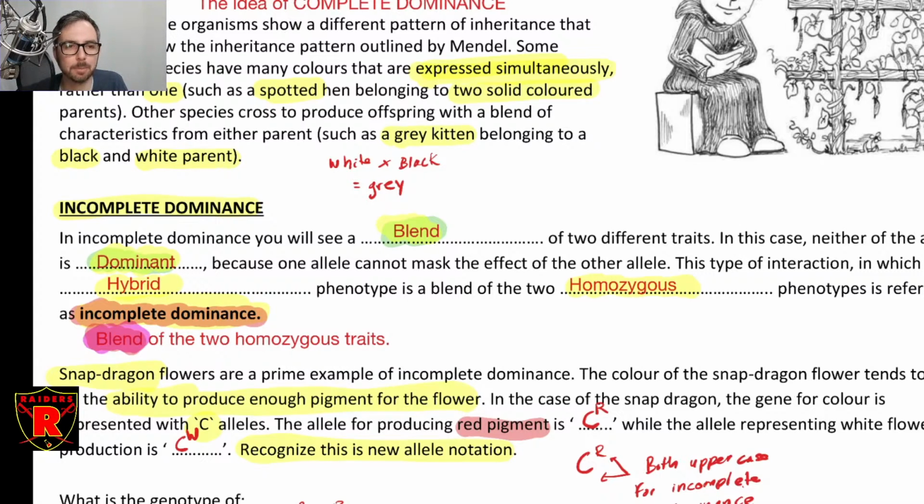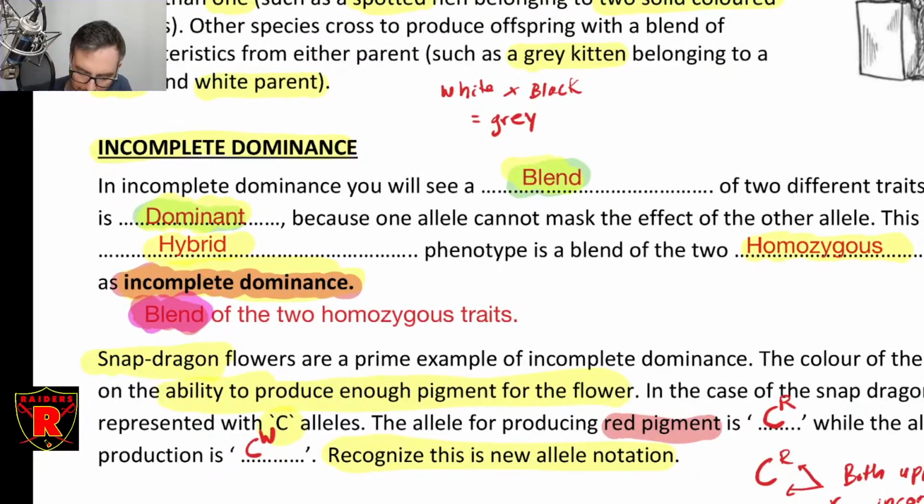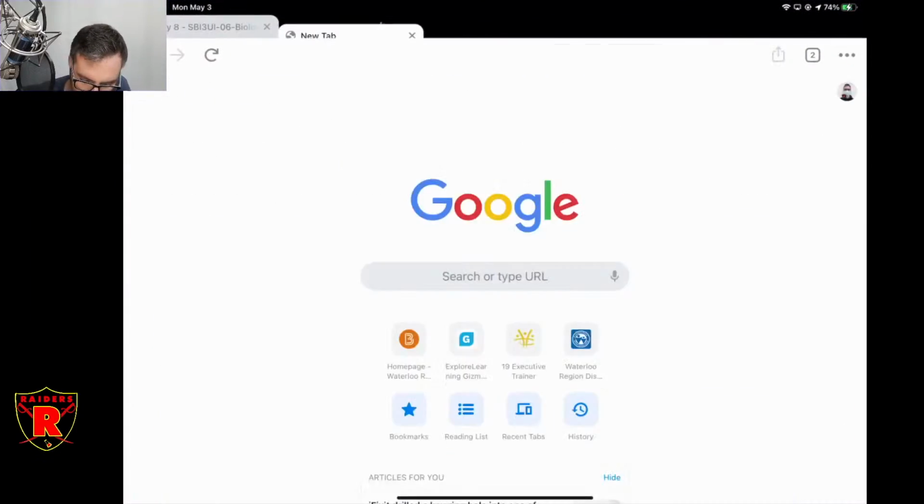So I'm going to give you an example of this happening in nature. The cat example is totally made up, but this example is a real natural example of incomplete dominance. So perhaps you've heard of snapdragons. Snapdragons are a type of flower. I'll show you what it looks like real quick here, so you know what I'm talking about.